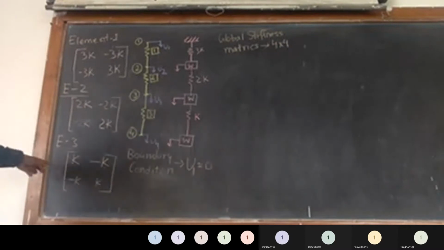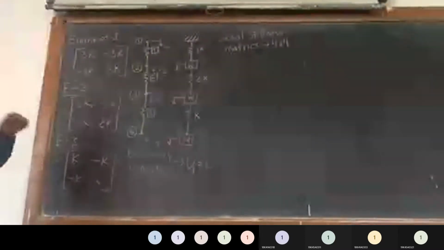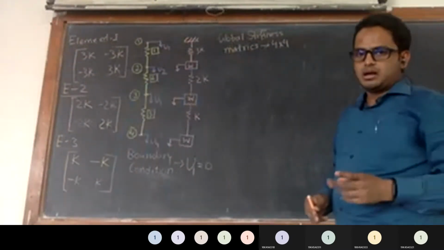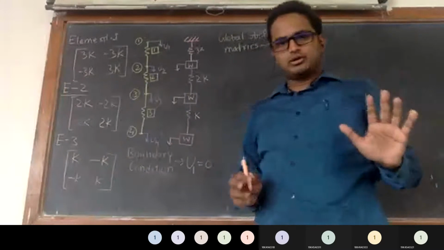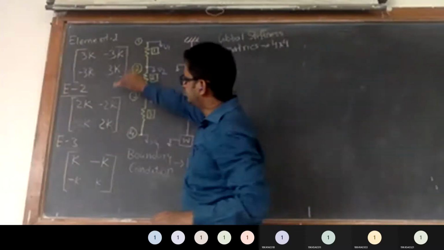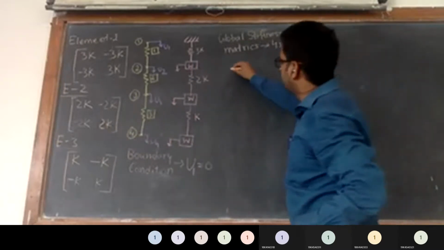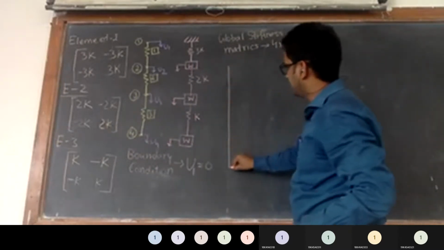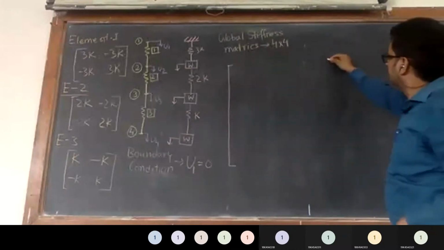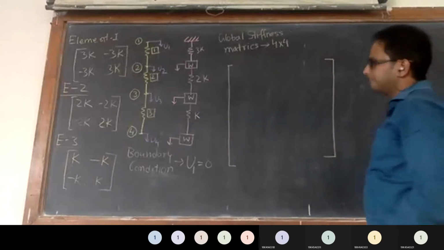So up to here it is clear. You all know how to write the individual stiffness matrix. From this numerical, you are going to secure your 10 marks in your examination. So we have written the individual element matrices. Now we are going to write the global stiffness matrix. So I will make a big box. Up to here, I hope it will be visible in your camera frame.